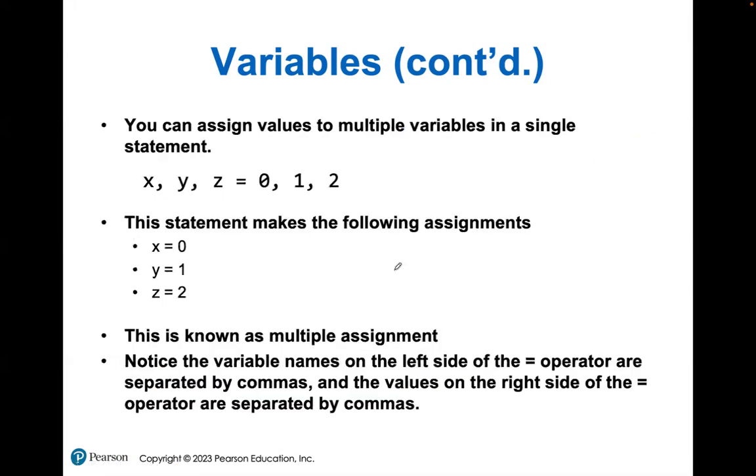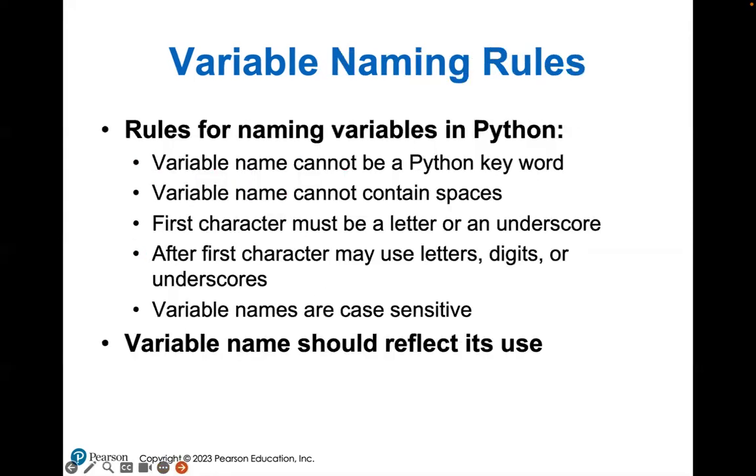Okay. You can also assign values to multiple variables at the same time. In this case, the variables are separated by commas and the values are separated by commas. So what this means is x equals 0, because this is the first one, right? x equals 0, y equals 1, and z will equal 2. This one sentence is the same as doing three sentences.